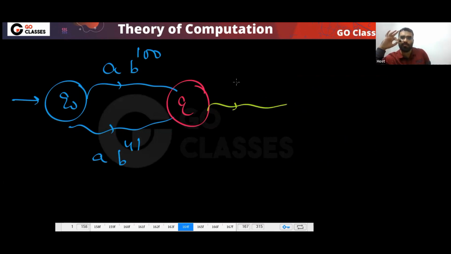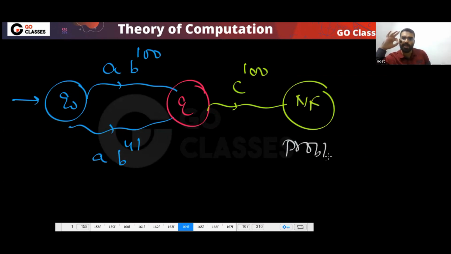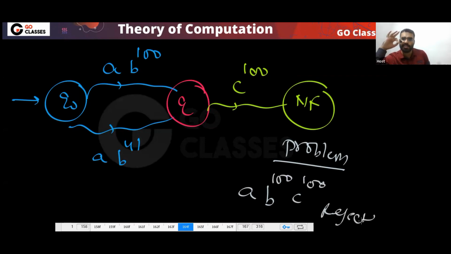That extension, for example, c power 100. Give me c power 100. So this extension will work. If you make it non-final, there is a problem. What is the problem? a b power 4, a b power 100, c power 100 is rejected. Should I reject this? No, I should not reject.